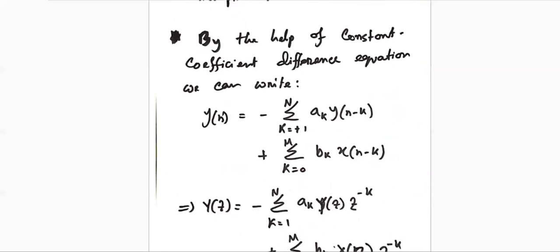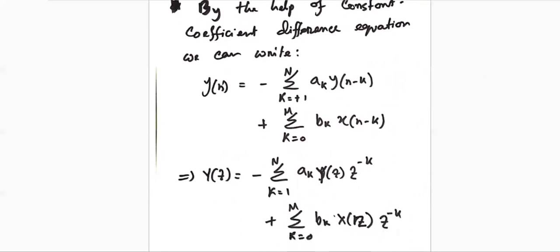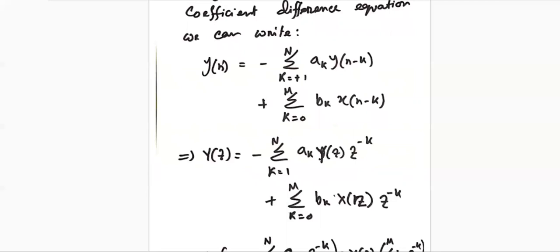By the help of the constant coefficient difference equation, we can write the general equation: y[n] minus the summation from k equals 1 to N of a_k, the coefficients of the feedbacks, y[n-1], y[n-2], y[n-3], plus the inputs, the current input with k equals 0, x[n], and k equals 1, those are the past input values, x[n-1], x[n-2], x[n-3]. You already have those values in your hand.